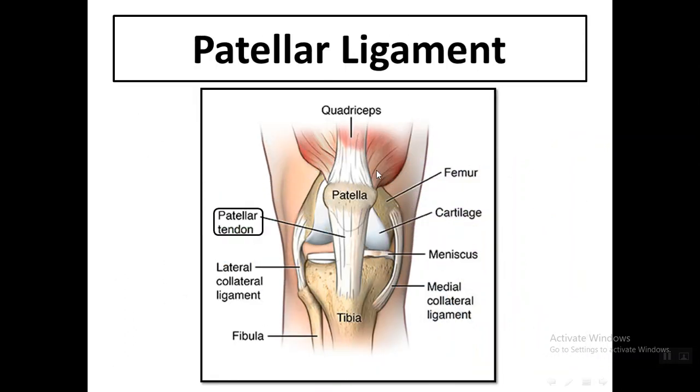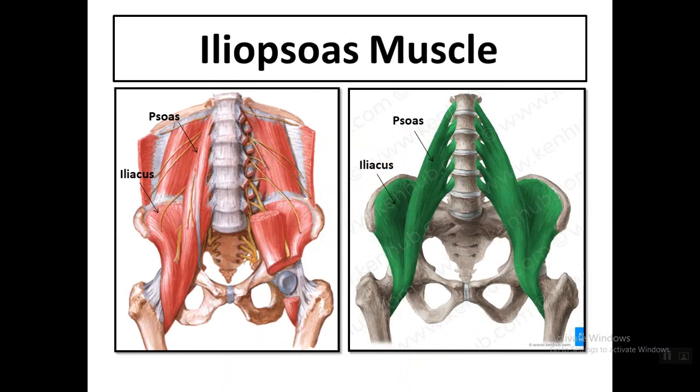هذه هي الكوادريسبس tendon attached to the patella. From the patella we have the patellar ligament. Patellar ligament to be attached to the tibial tuberosity. This is the iliacus and this is the psoas muscle. We call them iliopsoas muscle.